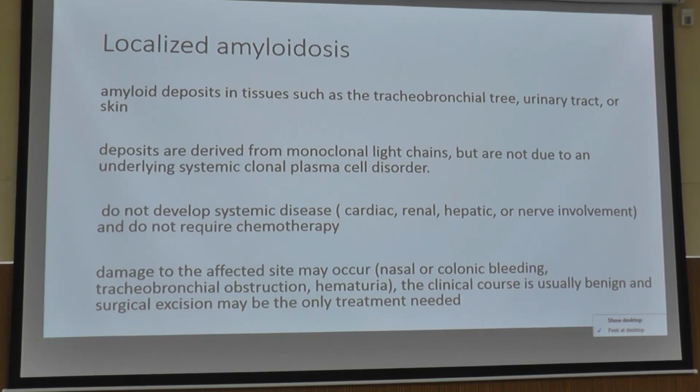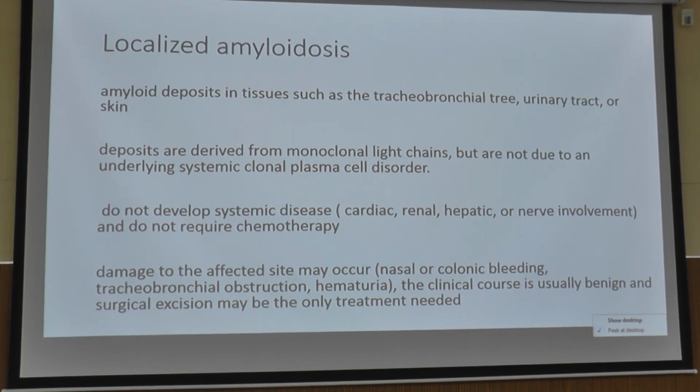They are derived from monoclonal light chains, but they are not from a systemic clonal plasma cell. Systemic clonal, that is multiple. You have clones which are producing an increased number of light chains. So, for example, you have plasma cells, you have a clone, that is going to result in multiple myeloma. Here, there is no definite clone, but definitely these deposits are derived from monoclonal light chains.